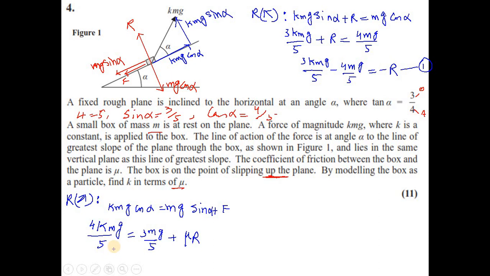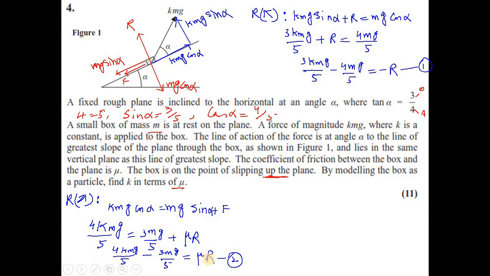And then again you can rearrange this equation so that you send 3mg to the other side. So you have 4kmg upon 5 minus 3mg upon 5 is equal to mu R. Equation number 2. Clearly we need to find the relation between k and mu only, and we have equations in terms of k, mu and R, so we need to get rid of R.